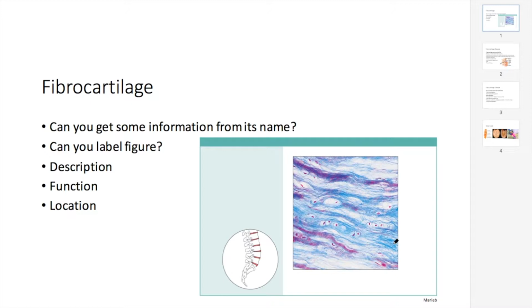So, fibrocartilage. When you see this name or name tag anywhere, what are you going to think? Fibro means fiber, and cartilage means, as you know, cartilage. So a cartilage that contains fiber is called fibrocartilage. When you think about fiber, you think about tough things, right? So that's what you're going to get from this name. That's the first question on this slide: can you label the figure?